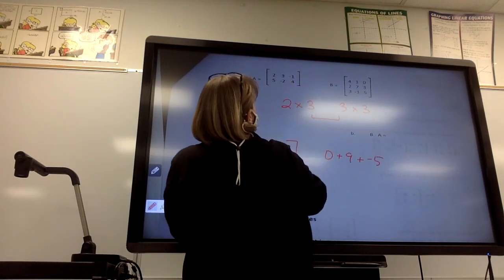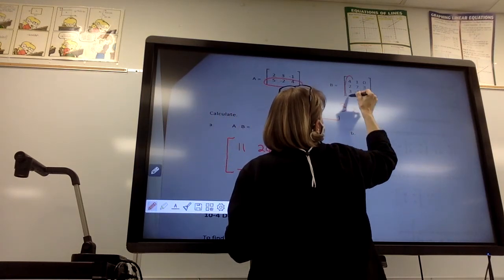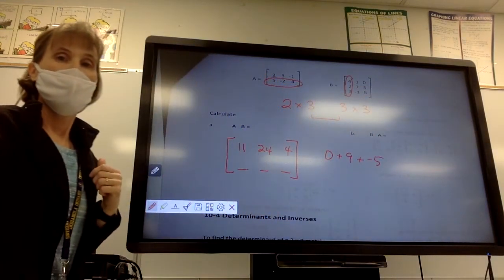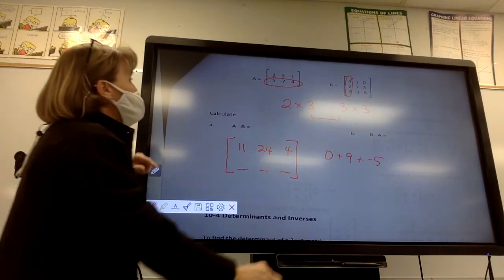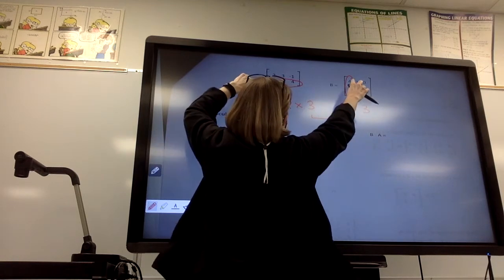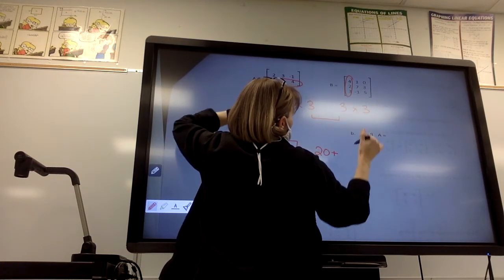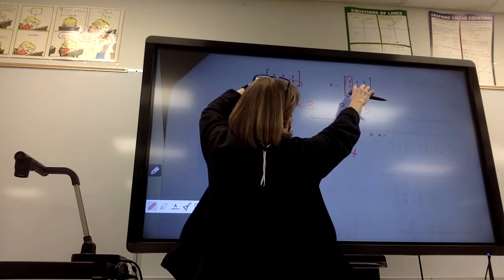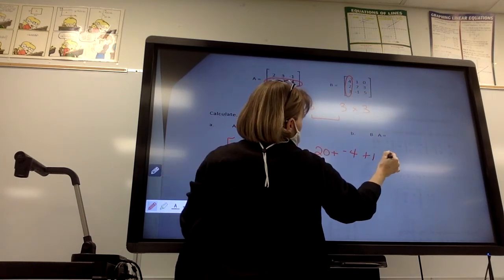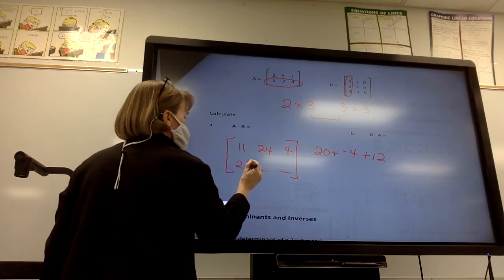Okay, now we're going to move to the second row. We've done the first row, now we go to the second row. We go back to that first column. We start over again. So we're going to say 5 times 4 is 20, plus -4, plus 12. 28. Okay, Alex says 28.